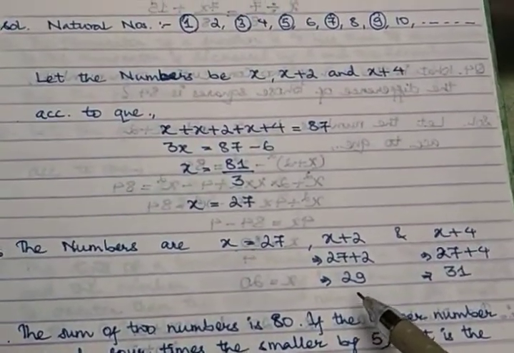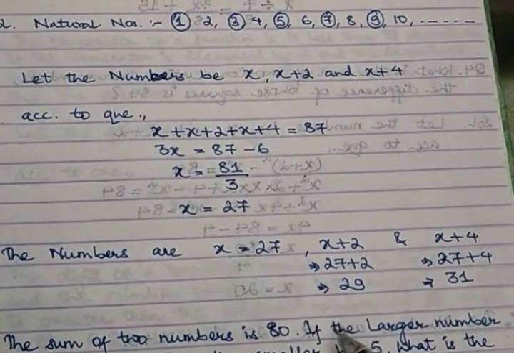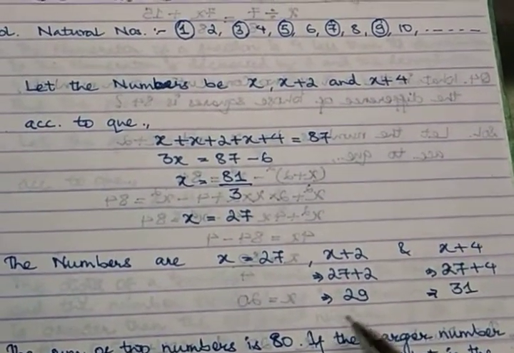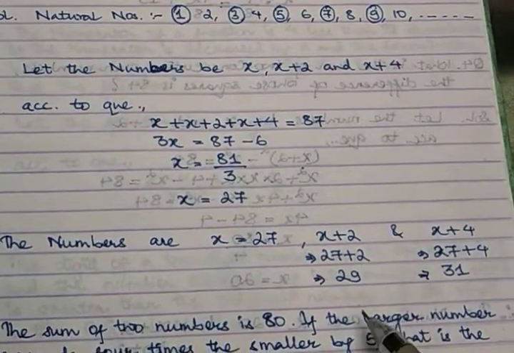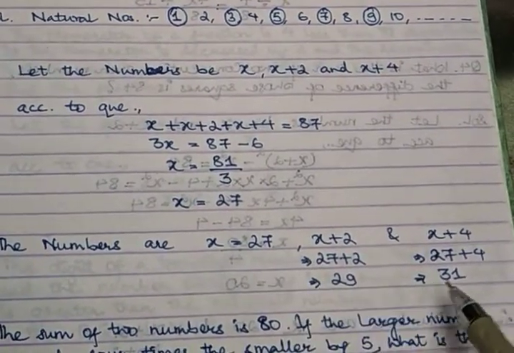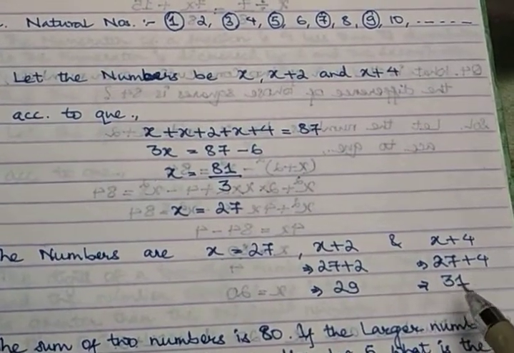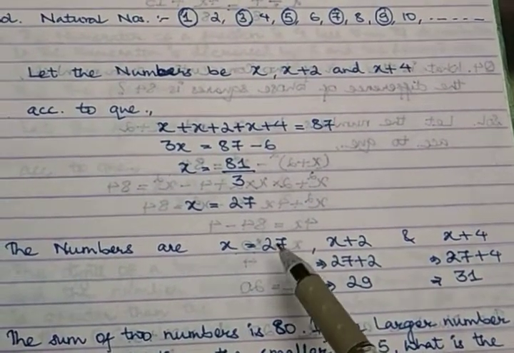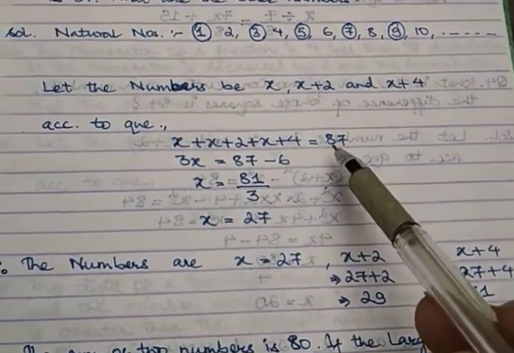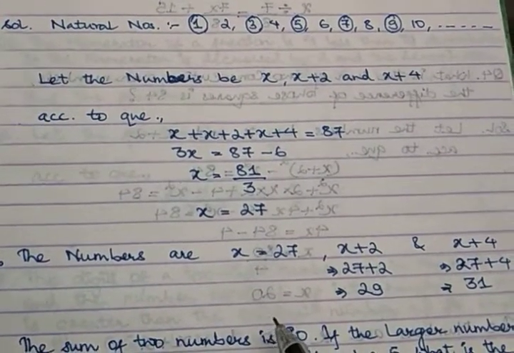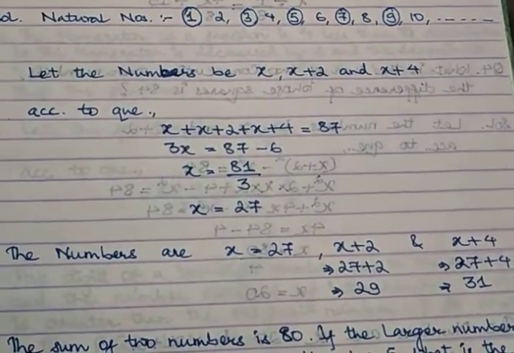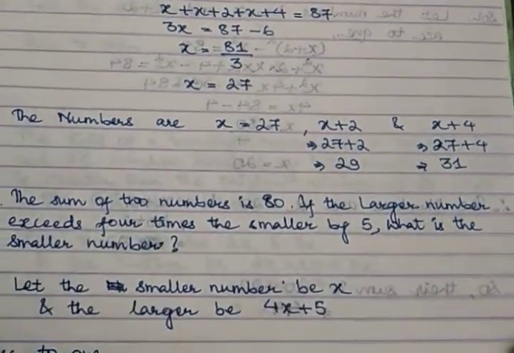Okay, so after getting the solution, if you want to check whether the numbers are correct or not, then simply add the numbers, because we know that when we add all the three numbers we have to get 87, isn't it? So see, 29 plus 31, it is 60, isn't it? 60 plus 27 is 87. So see, 87. Okay, that is also how you can cross check your answer for this kind of sums.